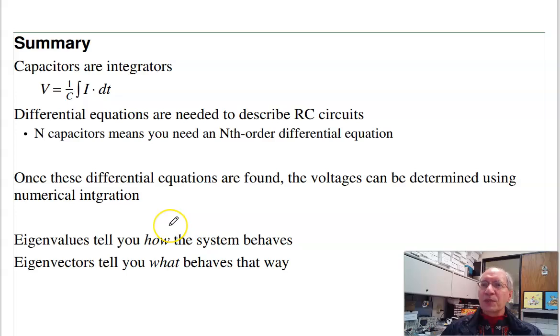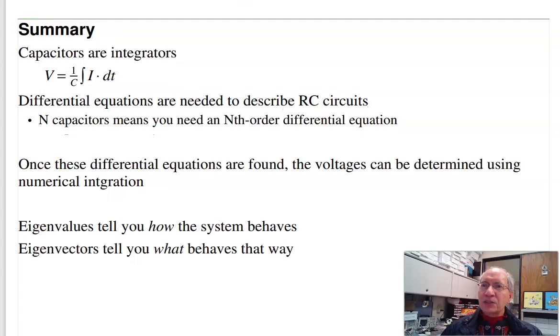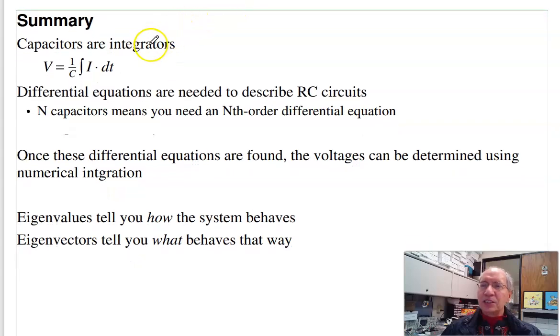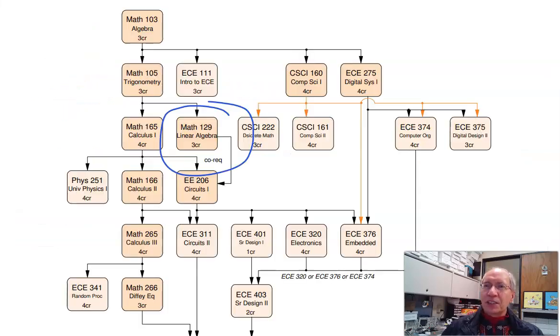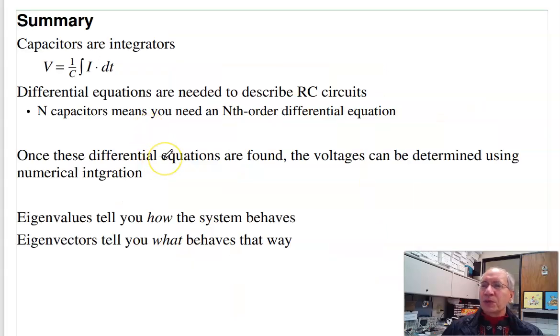So kind of in summary, capacitors are integrators. What capacitors do is each capacitor adds an integrator, or a first order differential equation, to your circuit. The voltage on a capacitor is just the integral of current. If you want to describe a circuit with capacitors, you need to use differential equations, hence the reason you're taking so much calculus. Once those differential equations are found, the voltages can be found by using numerical integration.